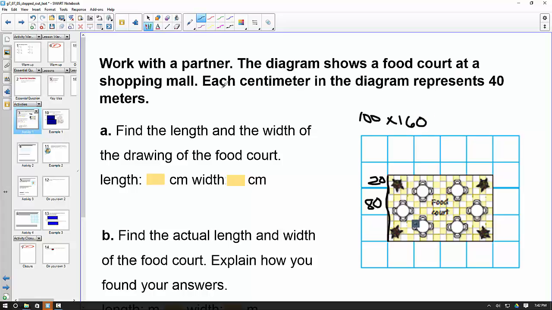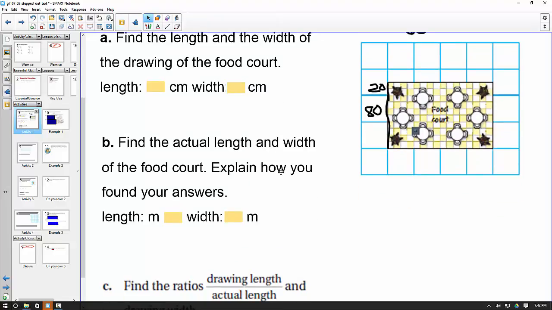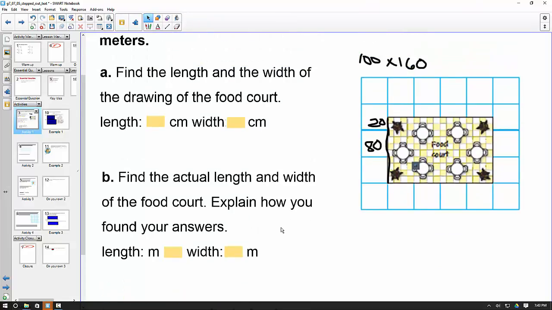And this, of course, is turning into meters, right? When I do this, I have my 100 times 160. So when I do the area, it will be quite a bit bigger. And it says find the actual. So I did that right here, and I got my 100 times 160.